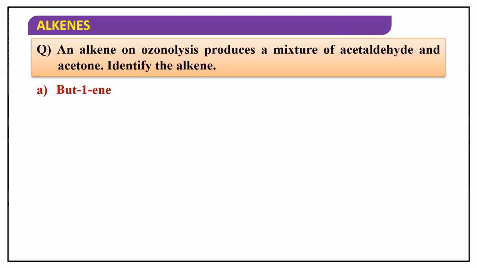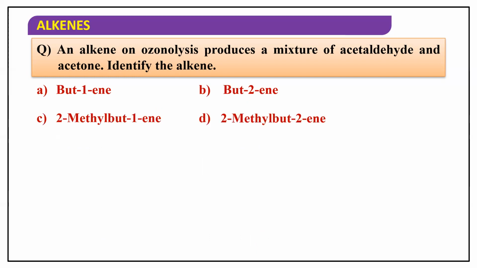All right, let's solve a few questions. An alkene on ozonolysis produces a mixture of acetaldehyde and acetone. Identify the alkene. I want you to do this right now. So you should get acetaldehyde as one of the products and acetone as the other product. Identify the alkene.